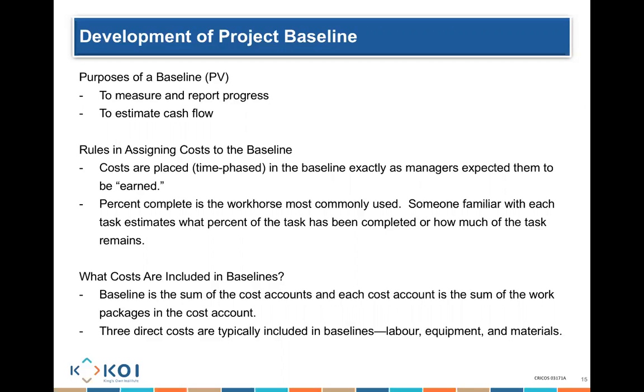What costs are included in the baseline? Well, the baseline includes a number of costs: the labor cost, the equipment cost, the materials cost. These are what I call the direct costs associated with doing any specific activity in a work breakdown structure. So it is the cost of doing the actual work to ensure the project gets delivered within a specific period of time.